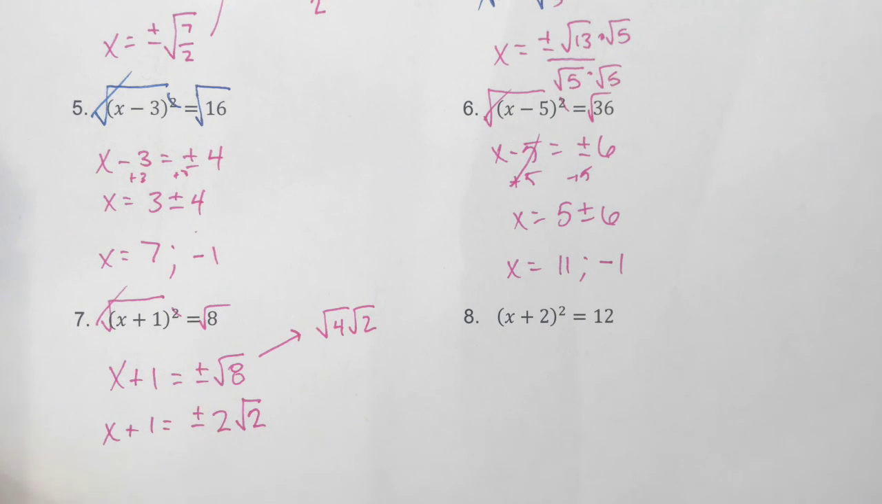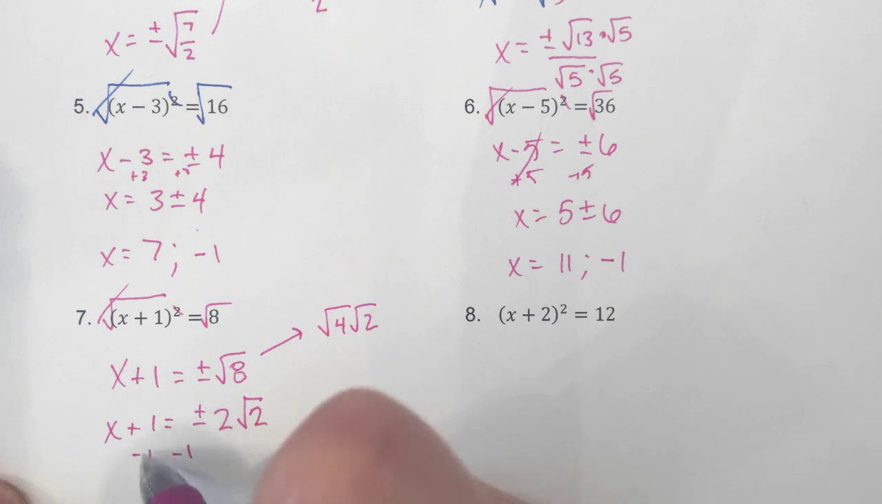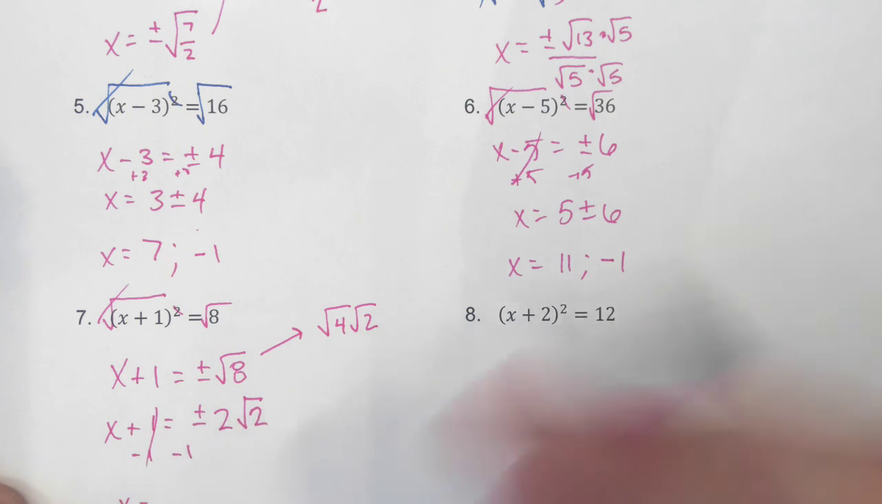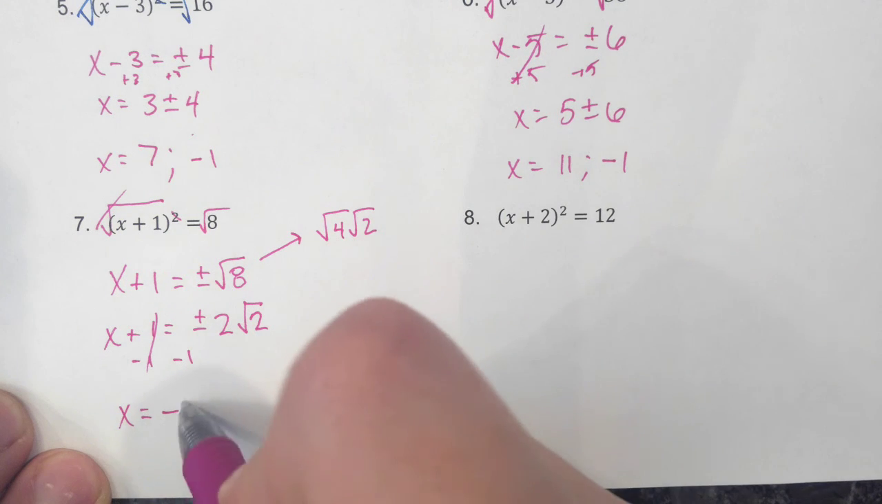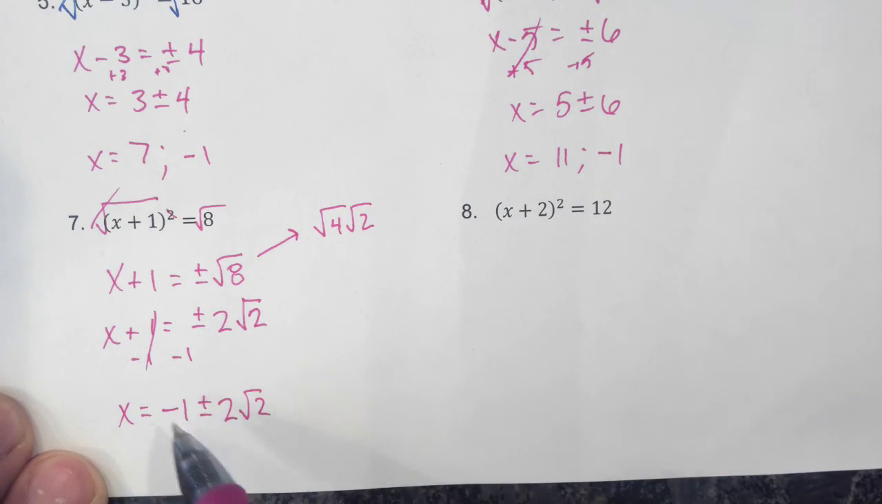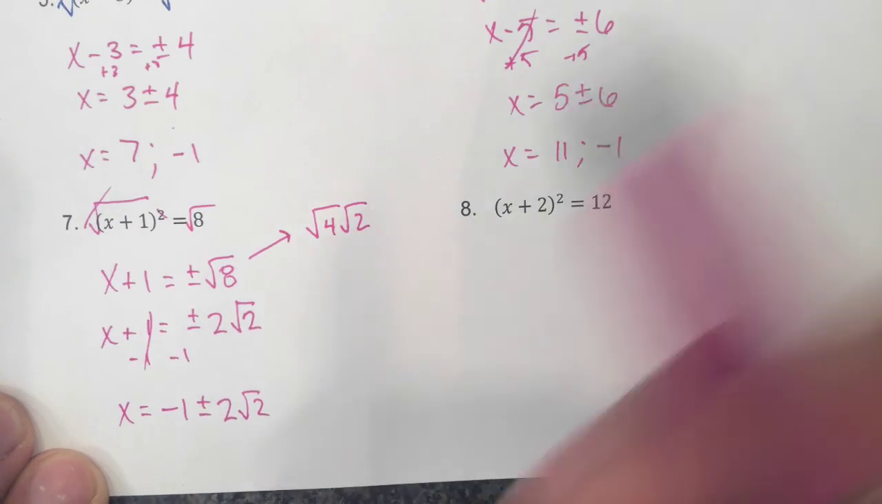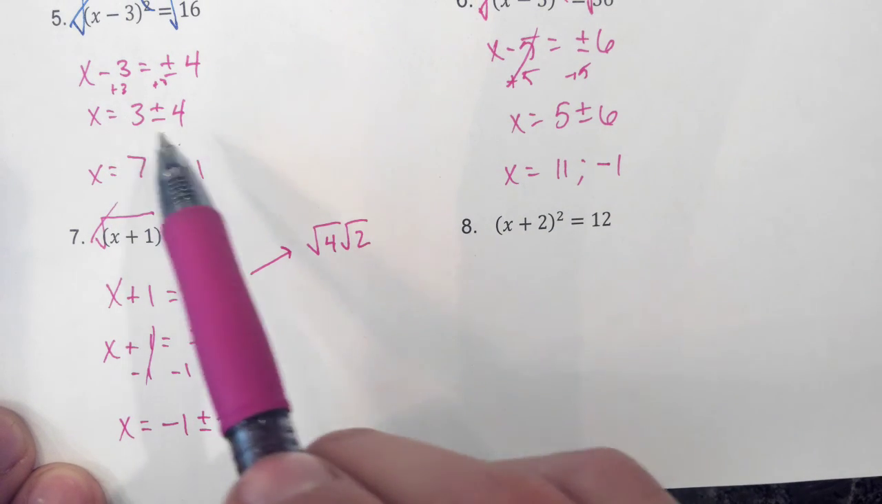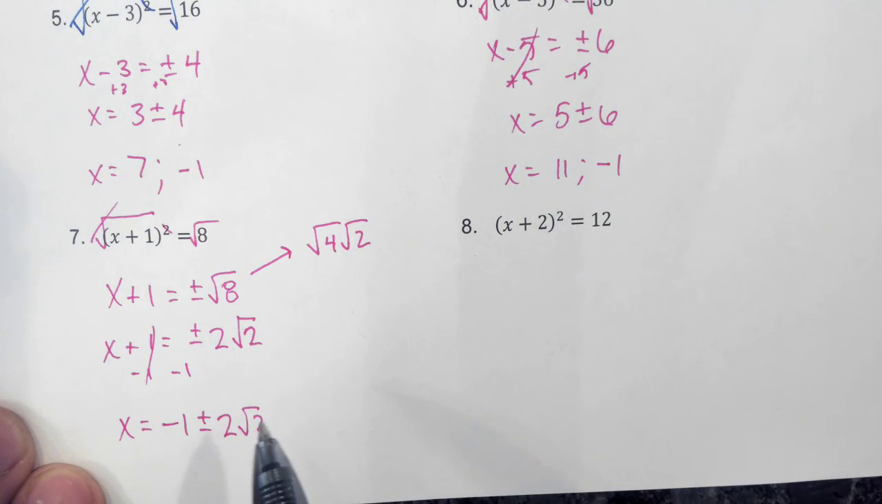And then to get x by itself, we simply have to subtract 1 from both sides of the equation. So x is going to equal negative 1 plus or minus 2 square roots of 2. Now since these are not like terms, we can't really put those together. That's going to be our final answer. So on 5 and 6, we were able to put them together because they were both normal numbers. Since this one has a radical attached to it, we can't put it together, so our answer is negative 1 plus 2 square roots of 2 and negative 1 minus 2 square roots of 2. But we just write it this way because it's less writing and it's much quicker.